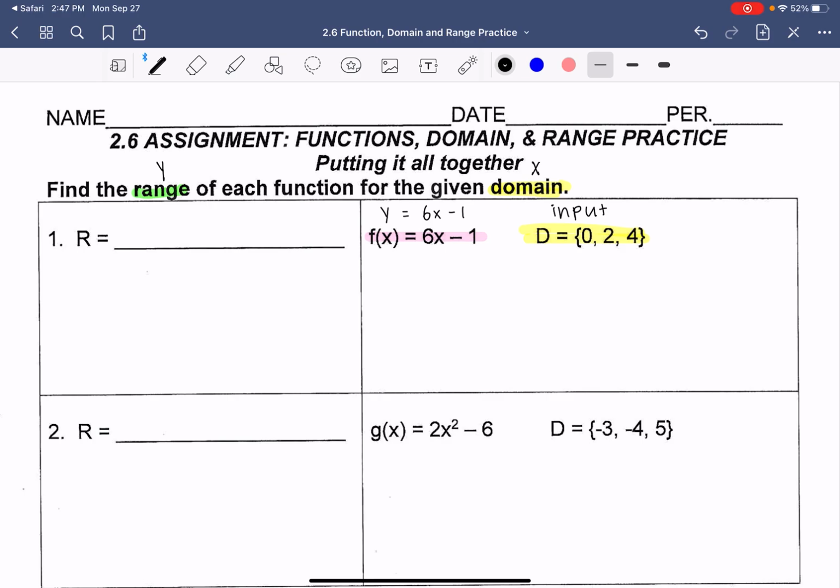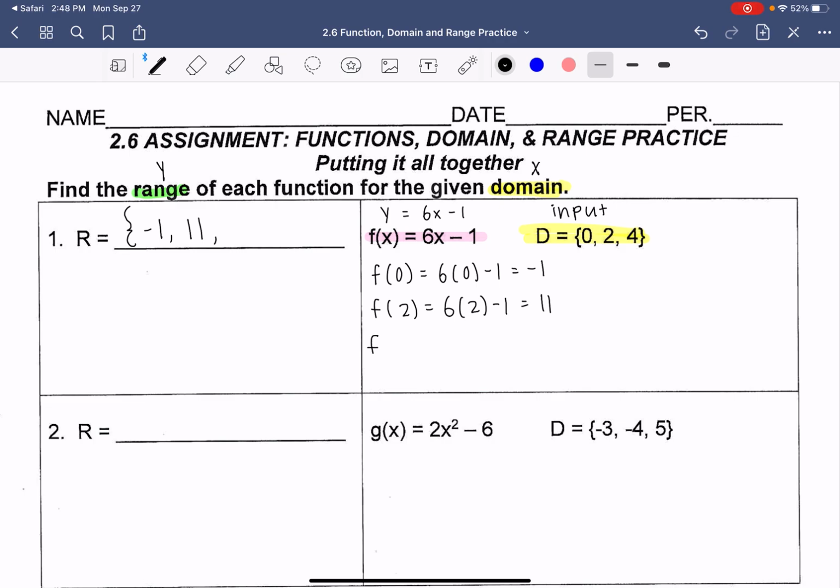So right here, we're going to do f of 0. So 6 times 0 minus 1. Remember, wherever there's an x, I'm going to put in a 0. Okay, 6 times 0 is 0, minus 1 gets you a negative 1. So the first number of our range is negative 1. f of 2, so 6 times 2 minus 1. 6 times 2 is 12, and 12 minus 1 is 11. So our second number of our range is 11.